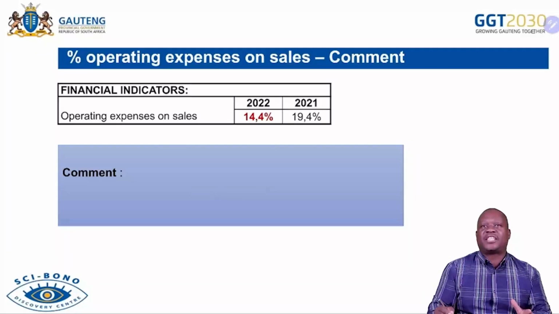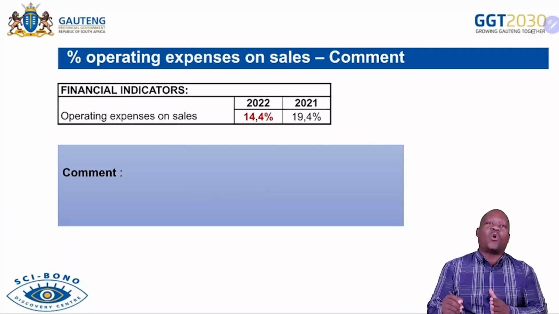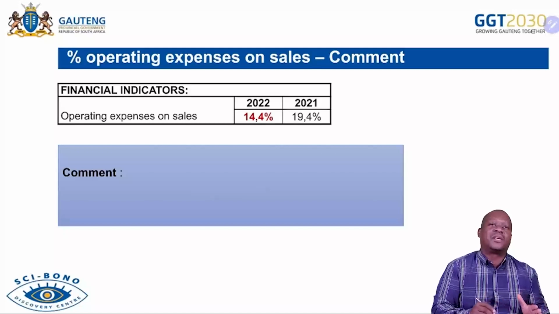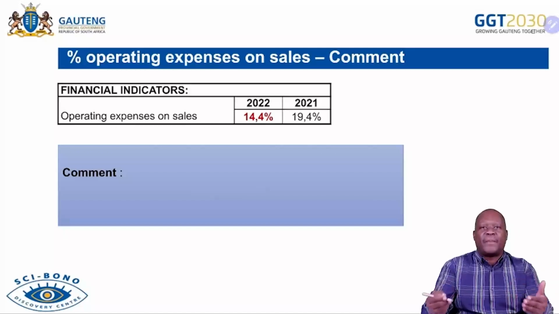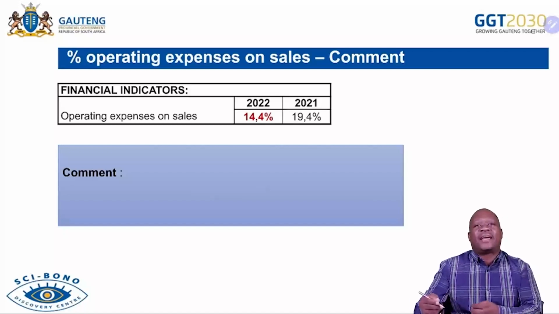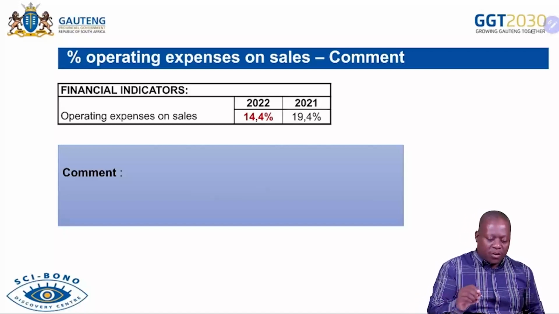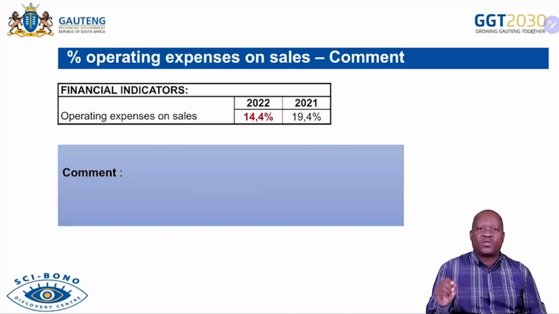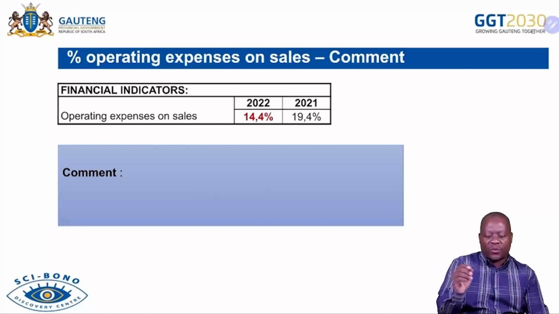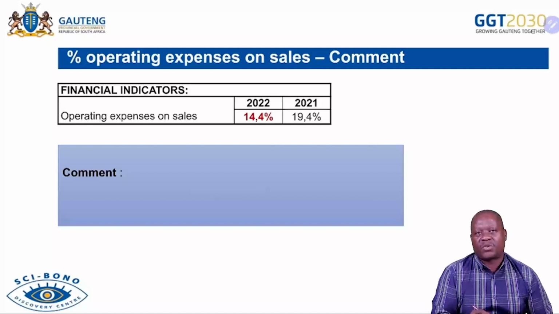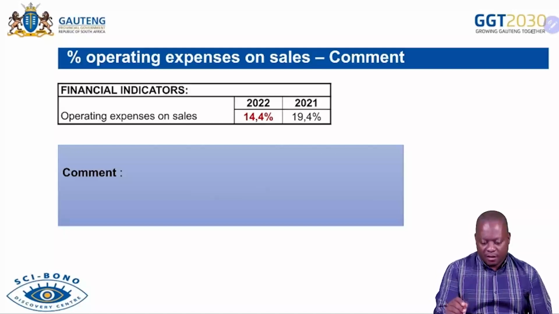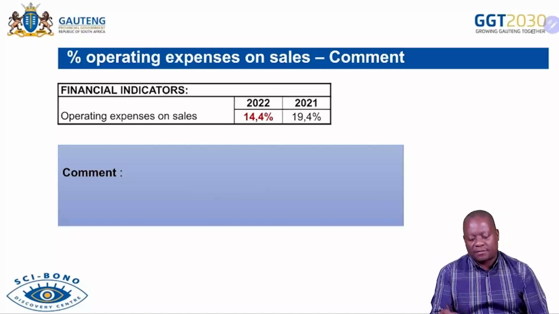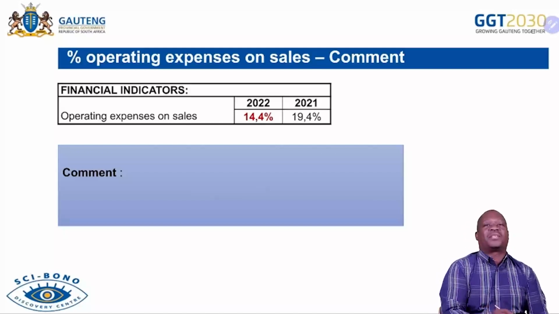Now, please check here. We are looking into operating expenses. We are looking into how far we are succeeding as a business in controlling our operating expenses. If you look at the indicator for 2021 and compare it with the indicator for 2022, you can see that there is a decrease from 19.4% to 14.4%.